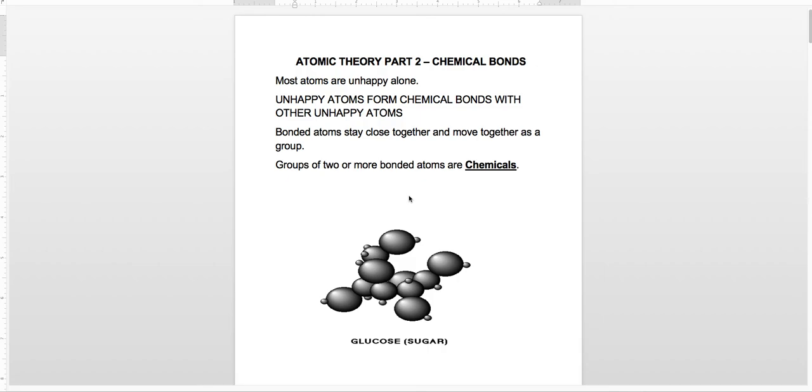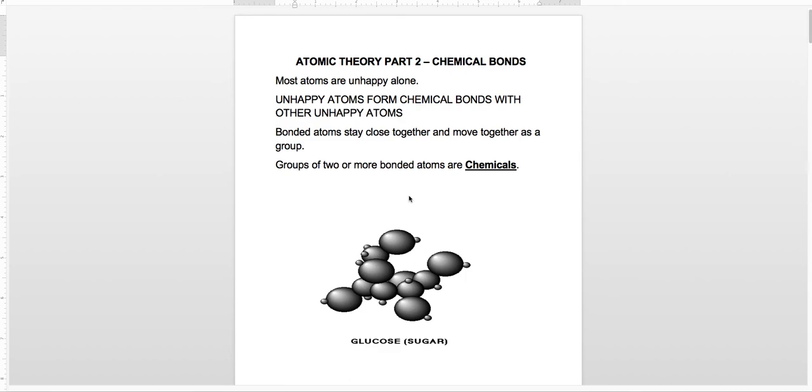But again, the forms of life that we have here on Earth are all made of atoms that are bonded together in groups, so they're in what are called chemicals. So because biology is the study of living things, when biologists study life, and particularly the chemistry of life, they're looking at chemicals rather than individual atoms, because the atoms in living things are in groups.